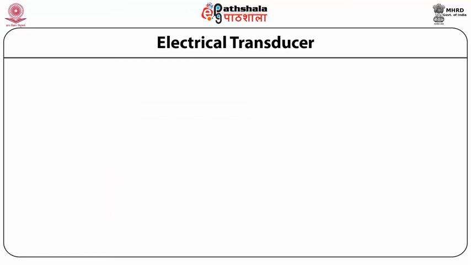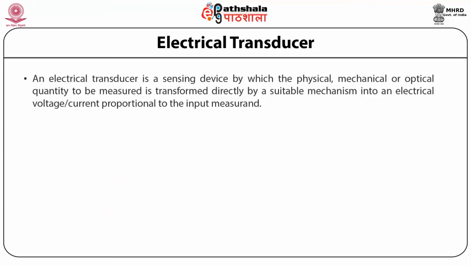Let us now discuss the electrical transducer. An electrical transducer is a sensing device by which the physical, mechanical, or optical quantity to be measured is transformed directly by a suitable mechanism into an electrical voltage or current proportional to the input measurand.